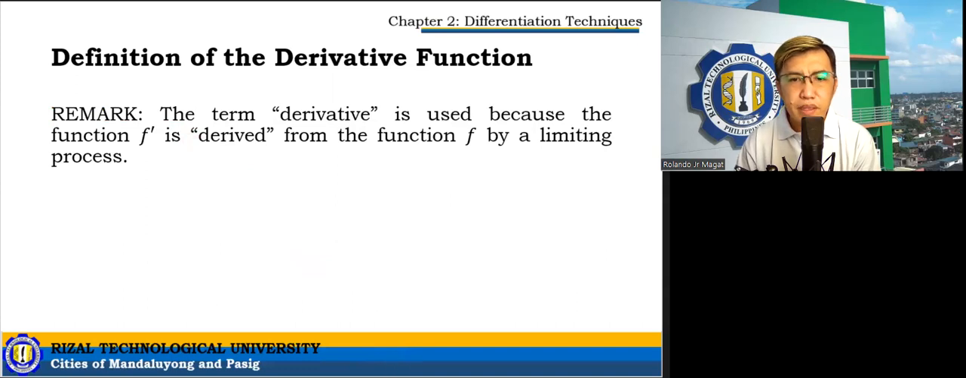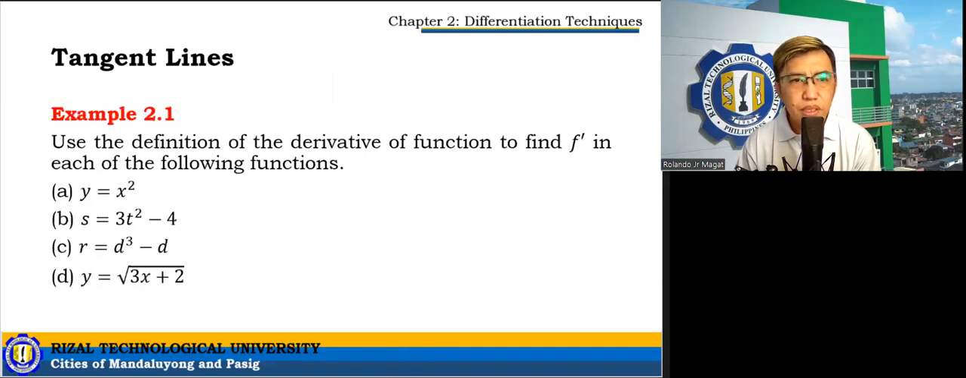So we're going to have an example in which we use the definition of the derivative of a function to find f prime in each of the following functions. So, let's have our solution.